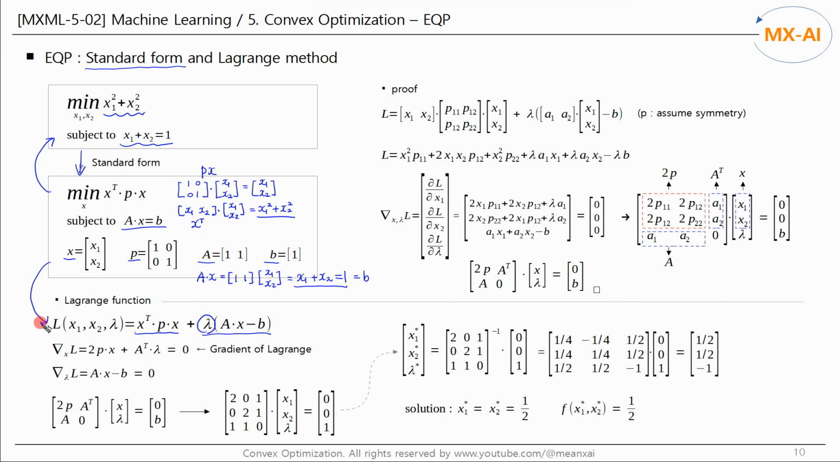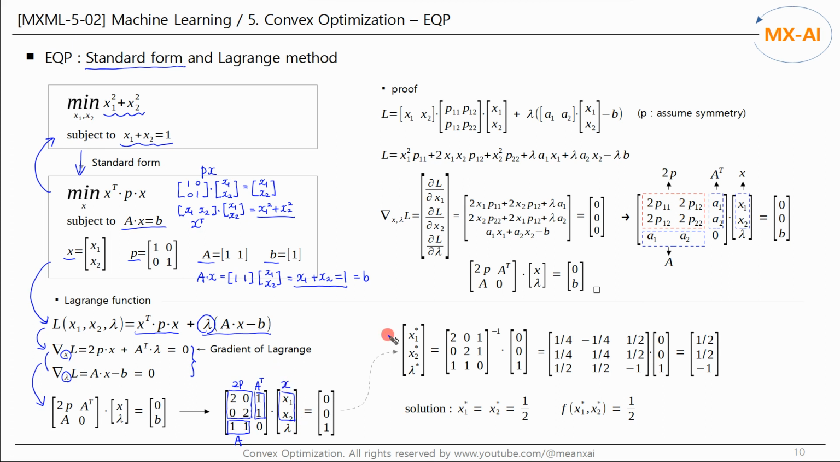Now we differentiate the Lagrange function with respect to x and lambda. The results are as follows. These two equations can be written as a matrix equation as follows. We'll see why later, but first let's find the solution. This part is 2p, and this part is the transpose matrix of A. And this part is matrix A, and this part is matrix X.